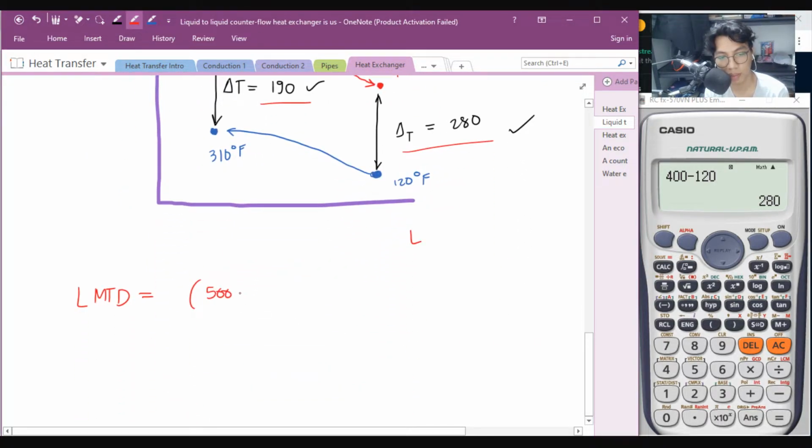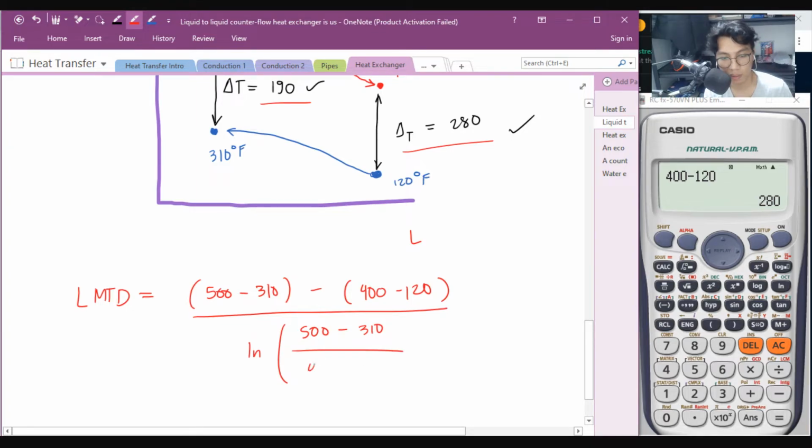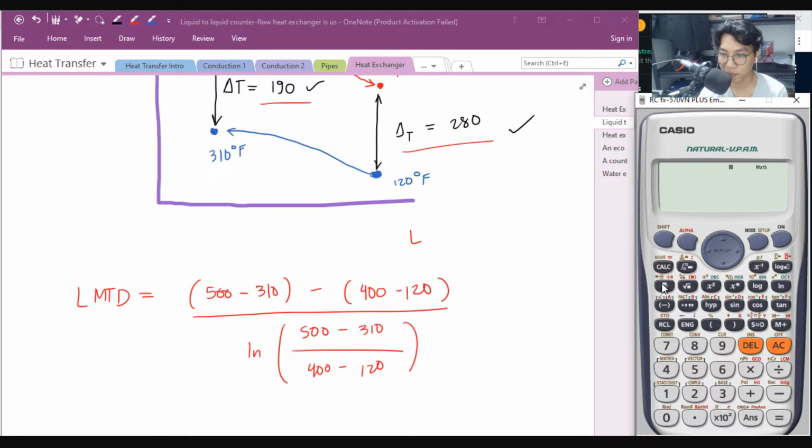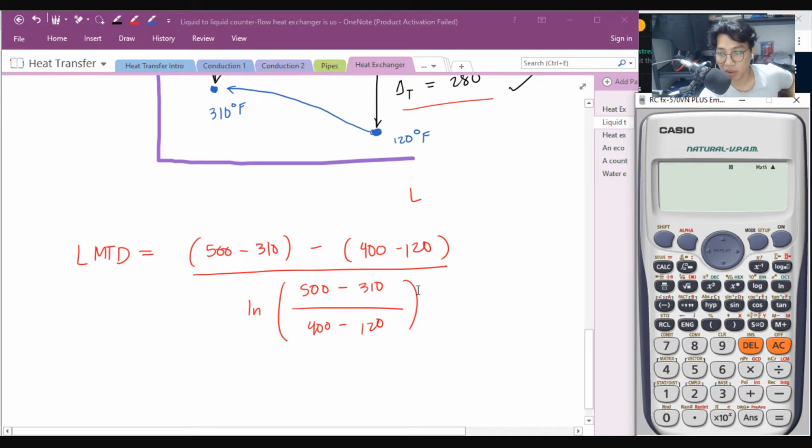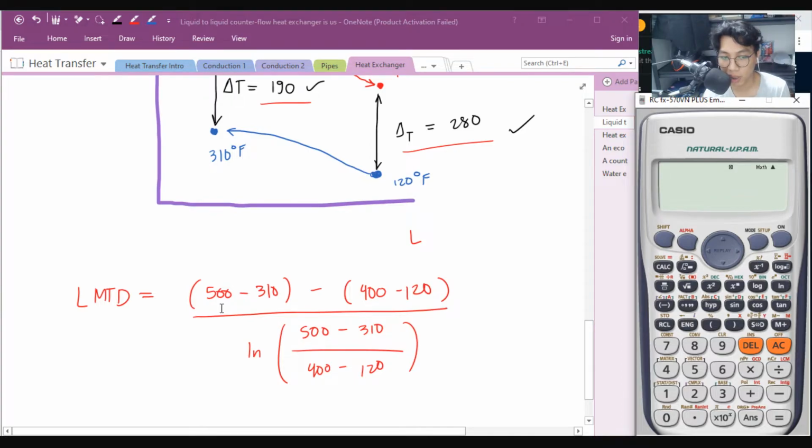So, 500 minus 310, papakita ko sa inyo mathematically, minus 400 minus 120, divided by ln of 500 minus 310 over 400 minus 120. Tingnan nyo ito, itong baba lang. Kapag ang divisor mo negative, may negative lahat yan. Natural logarithm nung 190 divided by 280, negative yan. Paano kung 280 over 190? Diba positive? Wala pong LMTD na negative, at AMTD na negative. Dapat yan positive.